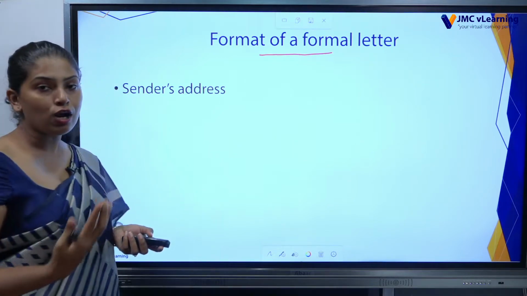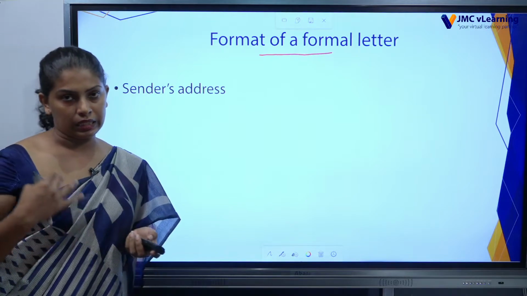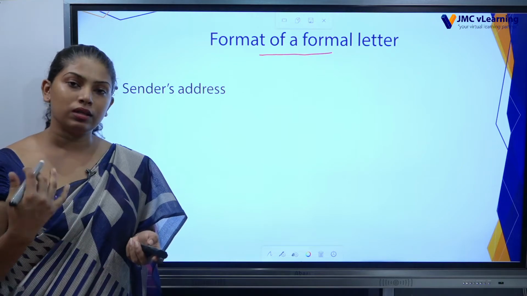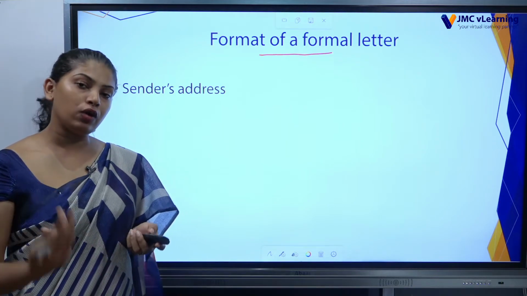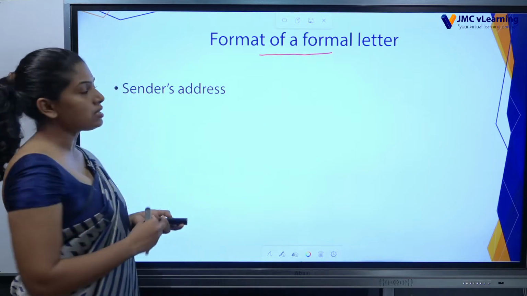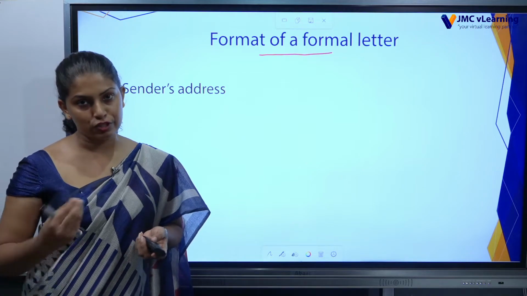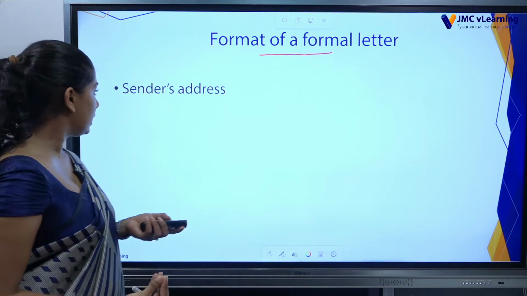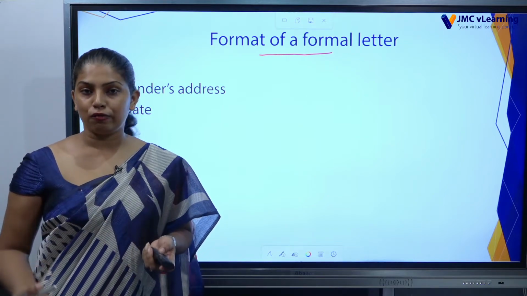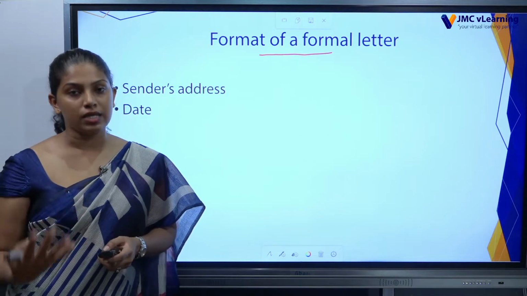What do we have to write first? Sender's address. In informal letters, this is the same. We wrote the sender's address first. If you are writing the letter, you have to write your address, which we call the sender's address. In the formal letter also it is the same. First you have to write the sender's address. Then this is also the same as the informal letter: after writing the sender's address, you can write the date.